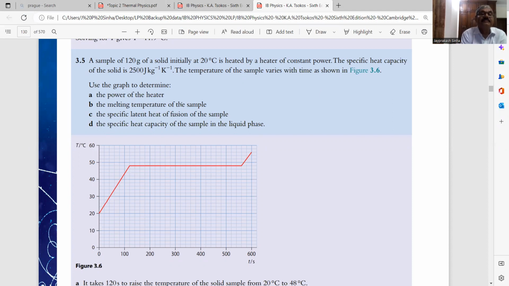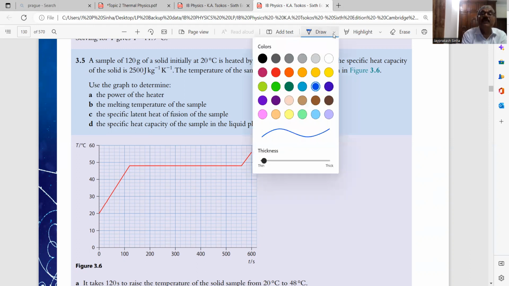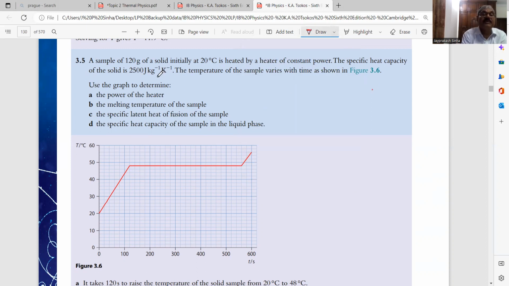So what is given here? The mass of the sample is given. Mass is 120 grams, which we will convert into kg, because everything here is in SI units. We don't know what the substance is, but it is in solid state. It is 120 gram, meaning 0.120 kg.